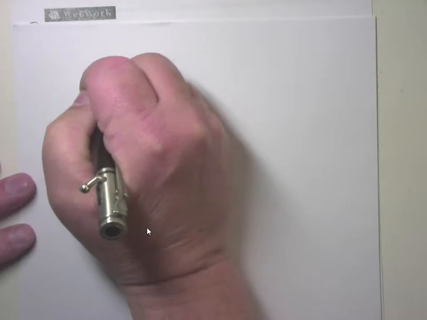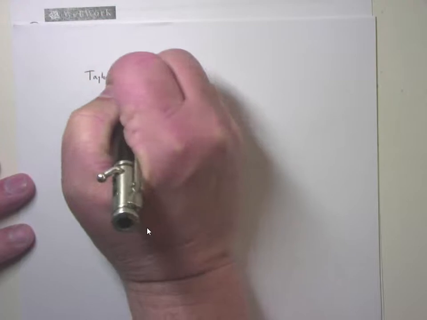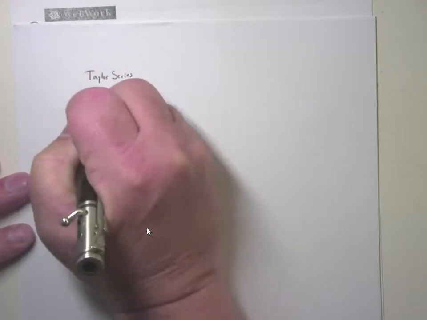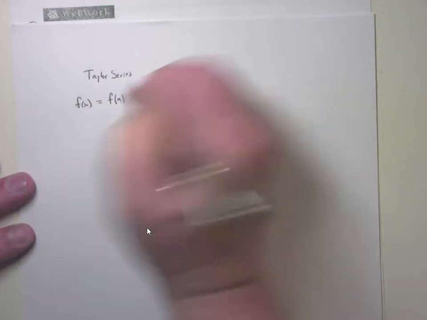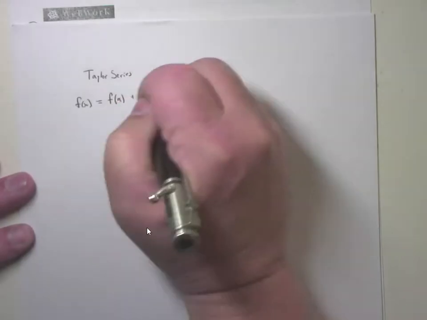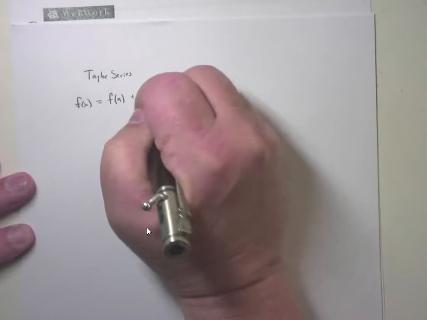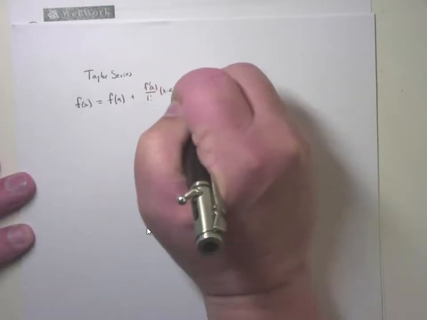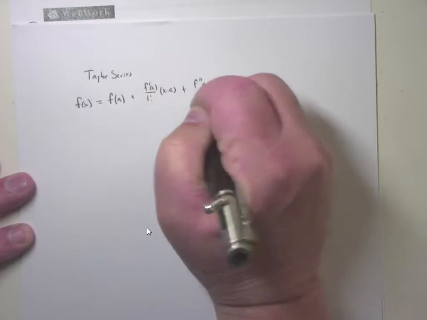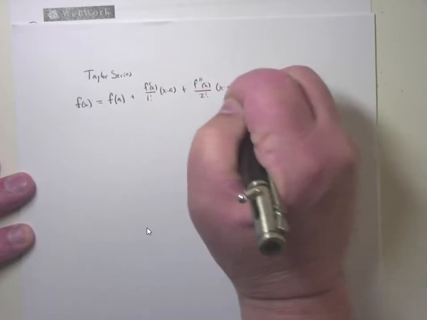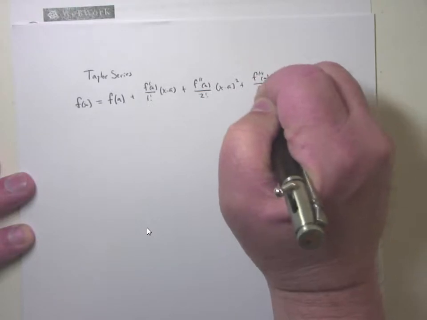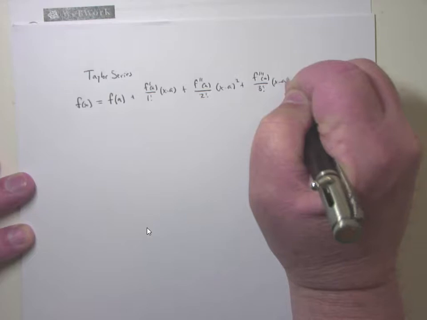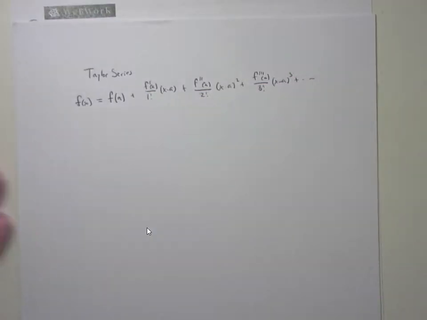So with the Taylor series, any function f of x is equal to that particular function evaluated at a certain point a, plus f prime of a over 1 factorial times x minus a, plus f double prime of a over 2 factorial times x minus a squared, plus f triple prime of a over 3 factorial times x minus a cubed, plus dot dot dot. This is your Taylor series formula that you have memorized.